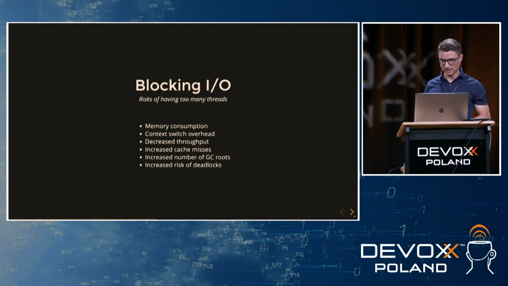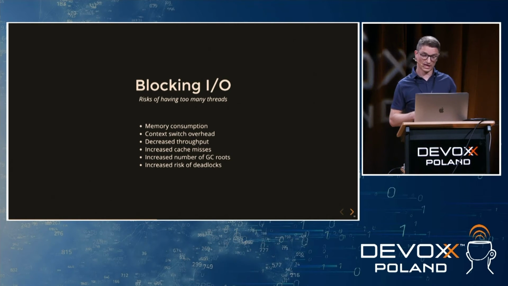And if we have a lot of threads on the JVM, then we have a couple of problems. The first problem is the memory consumption. A single JVM thread by default will require 1 megabyte of memory, which means that if we have 1,000 threads on the JVM, we will require around 1 gigabyte of memory just for the sake of maintaining those threads. The second problem is that if we have a lot of threads, we will also have a lot of context switches. And if we have a lot of context switches, then we will have a lot of overhead. We will pay the price just for the sake of constantly switching the context between threads.